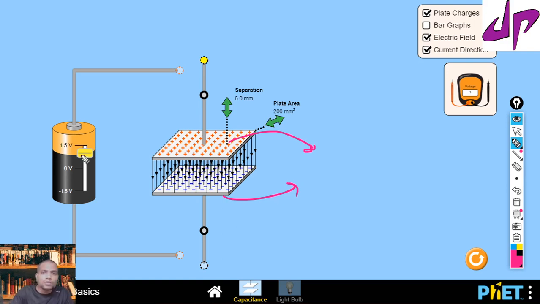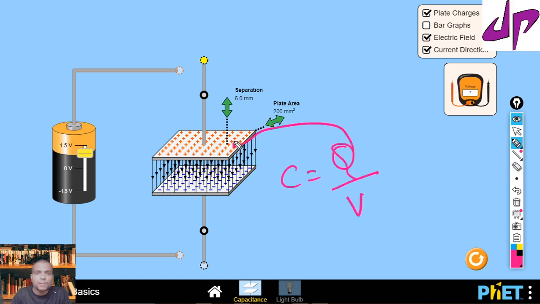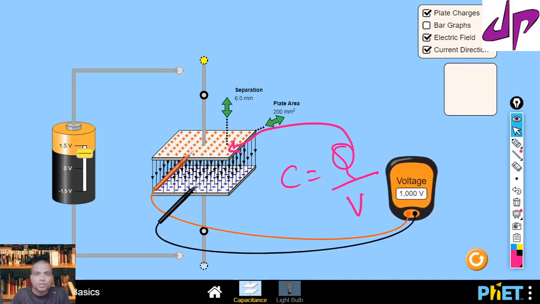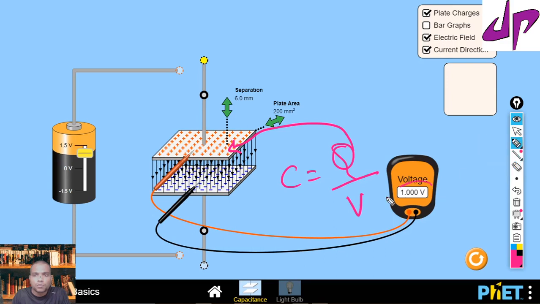So this is how they can store charge. Now here we can mention the capacitance formula. The capacitance of a capacitor C is equal to Q upon V. Here Q is the magnitude of charge on either plate and V is the potential difference between the two plates. Here the potential difference between the two plates is equal to 1 volt.